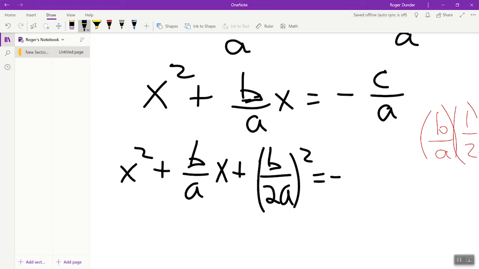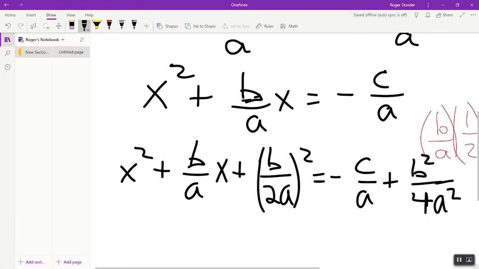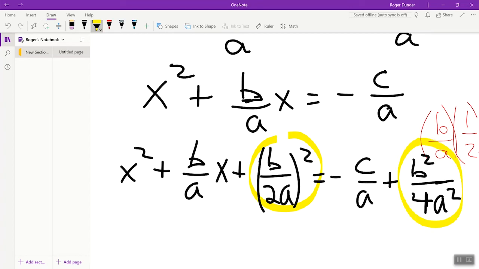Is equal to minus c over a plus b squared over 4a squared. Okay, because I squared the b over 2a. So this expression right over here, b over 2a quantity squared, is equal to this right here, b squared over 4a squared. So we've added that to both sides.